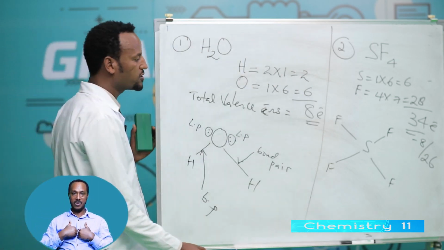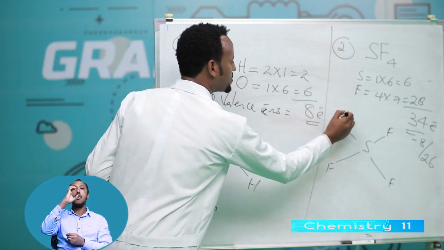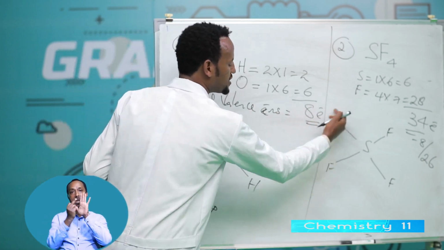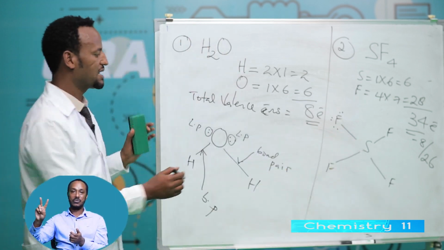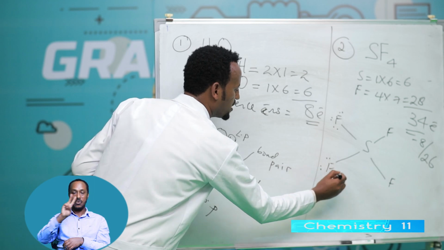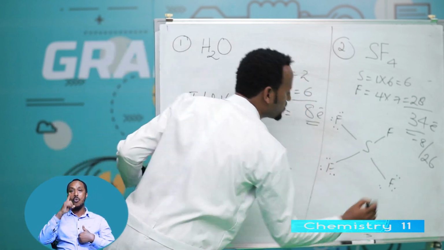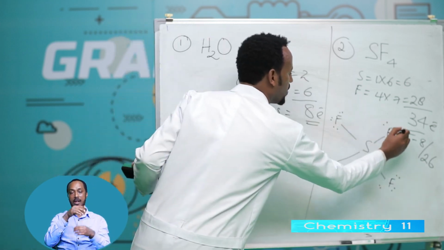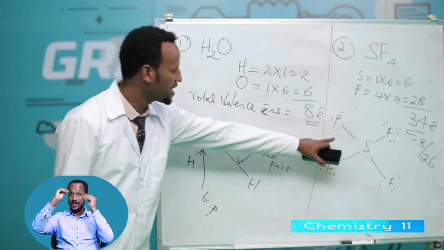This 26 electron, each fluorine requires how many electrons? 6. 1, 2, 3, 4, 5, 6. 6 plus 2, 8. Satisfies the octet rule. Similarly for each of the other fluorines. Each fluorine requires 6 electrons plus 1 bond pair.